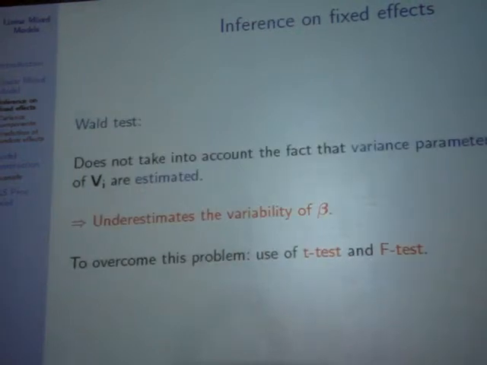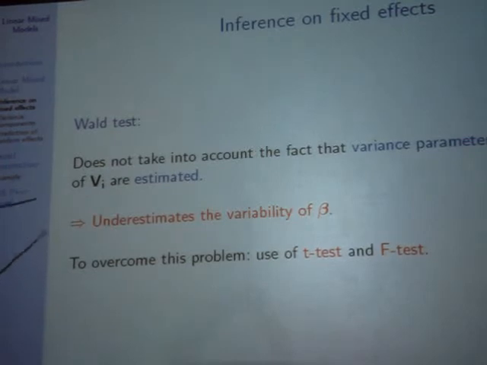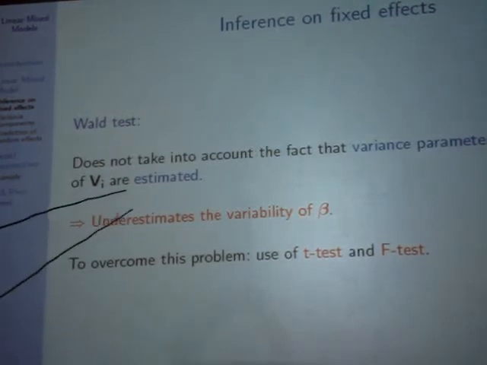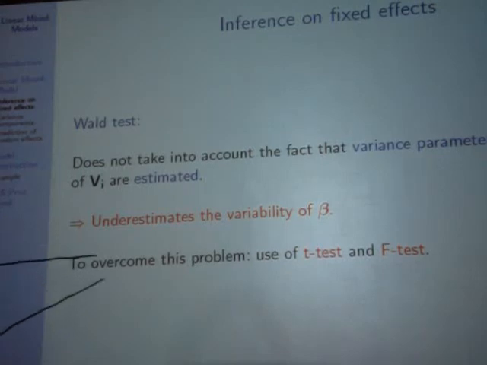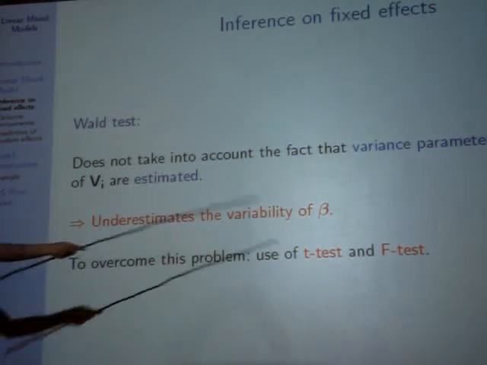But the Wald test doesn't take into account that the variance parameters in matrix V i are estimated. They're assumed to be known, which is not the case. So they underestimate the variability of parameter beta. To overcome this problem, you have to use t-tests or F-tests.